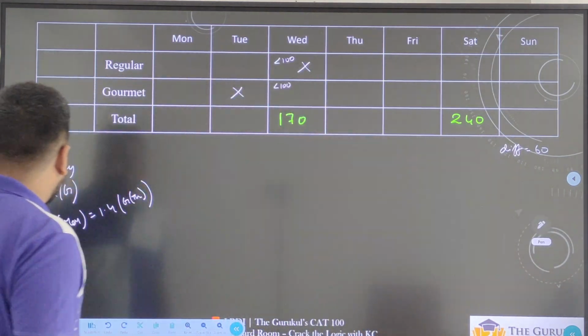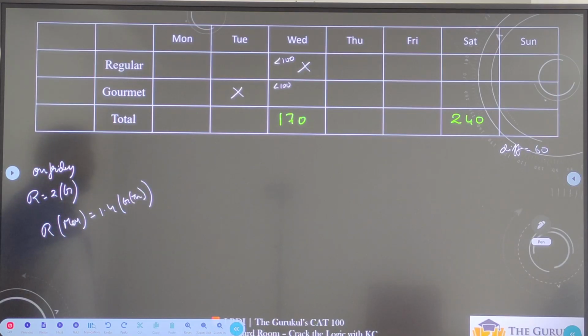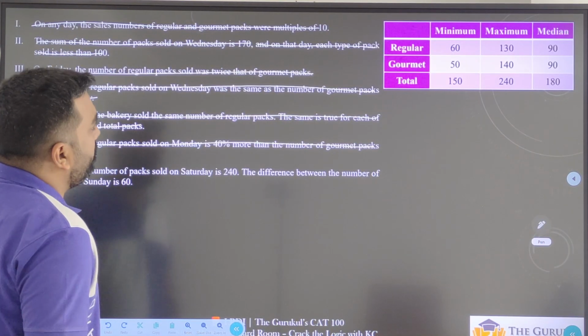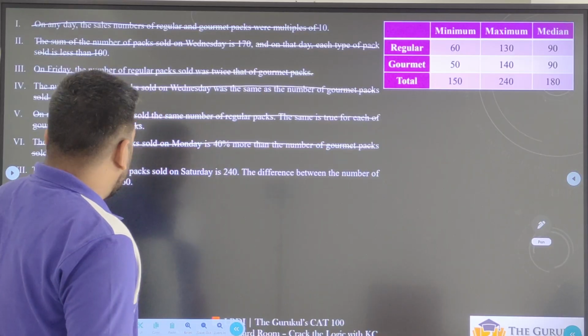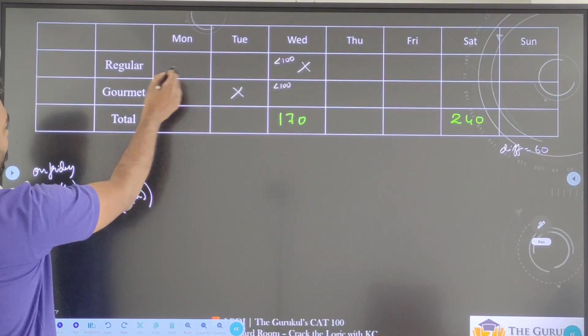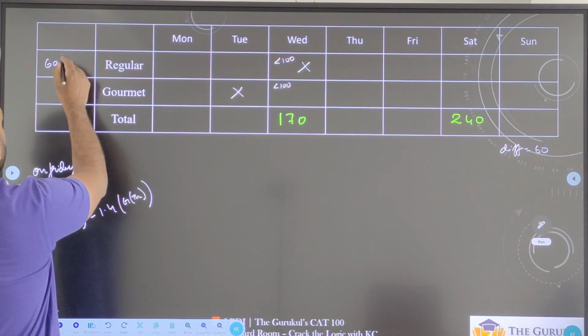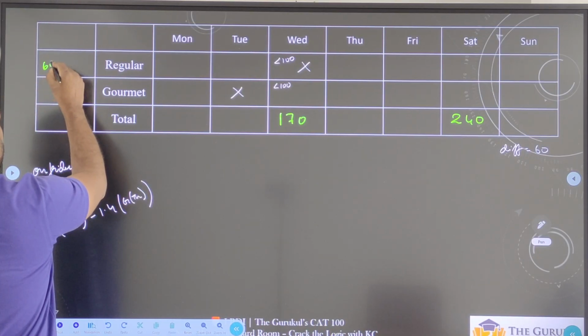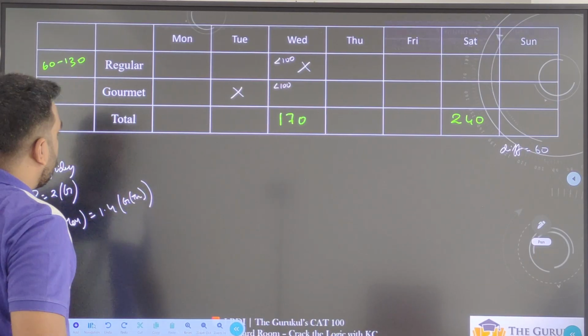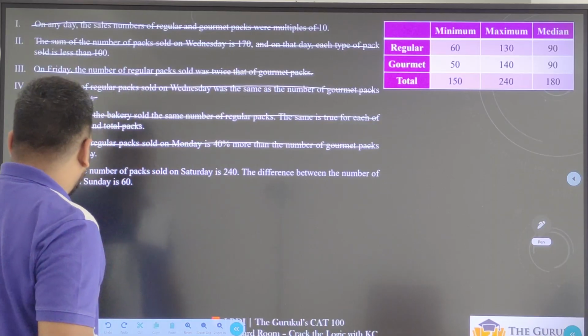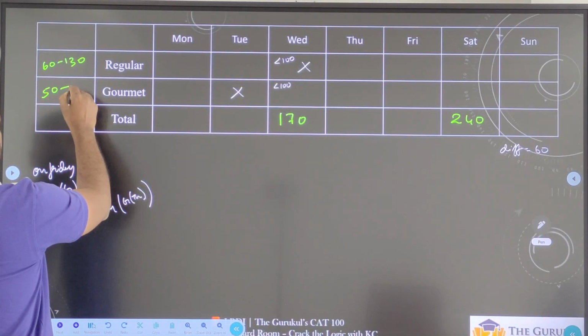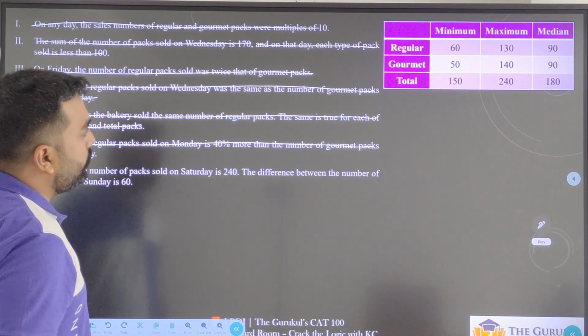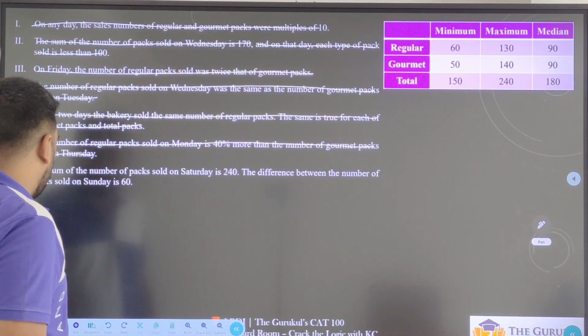So these are the statements which are given to us. Now tell me with which statement we need to start the problem. On Friday, regular equals double of gourmet. Okay, before we move on, I have the lowest and maximum values also, 60 and 130. So the first value should range between 60 to 130, the second value should range from 50 to 140, and the total value should range from 150 to 240.